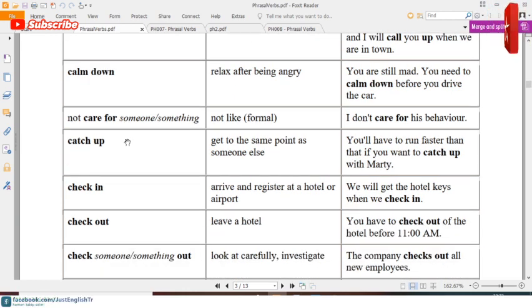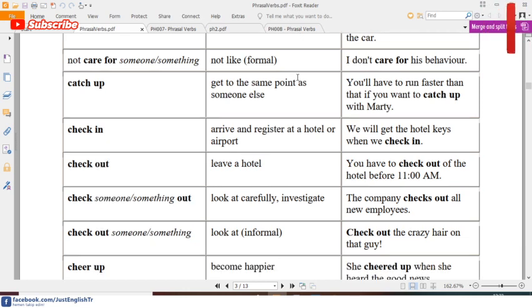And next one, calm down. Calm down means relax after being angry. Calm down, don't worry. Why are you getting angry? Calm down, please. You're still mad? You need to calm down before you drive the car. Calm down means you should relax after being angry.